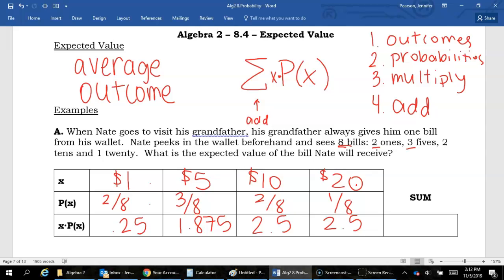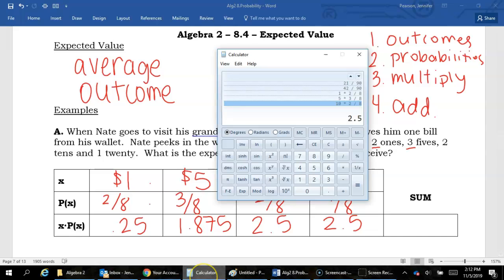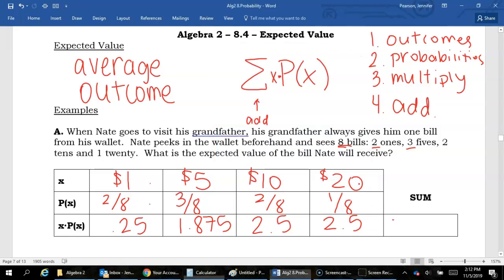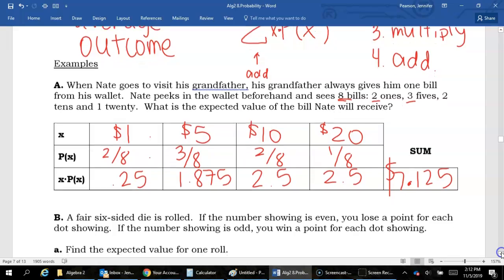And the last step is to add all the numbers in the bottom row. 2.5 and 2.5 is 5, plus 1.875, plus a quarter. And it looks like the average outcome is $7.125. Now, obviously, he's not going to get a $7.125 bill because that doesn't exist. But if we picked one, put it back, picked one, put it back, and repeated this experiment a bunch of times, the average would be about $7.